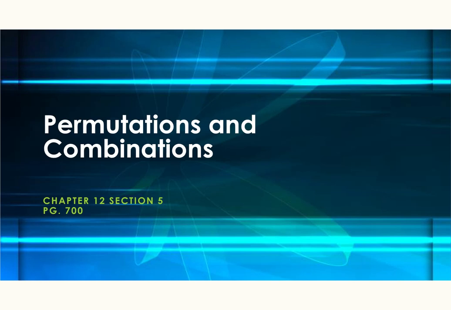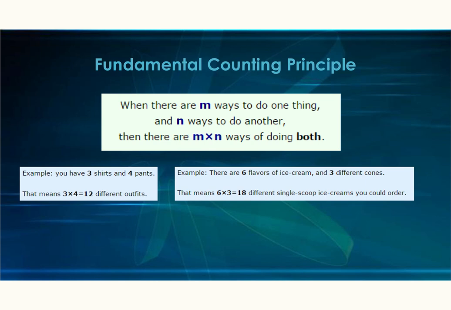Okay, so again, 12.5 is permutations and combinations. Again, today we're going to do the permutation part of this, okay?